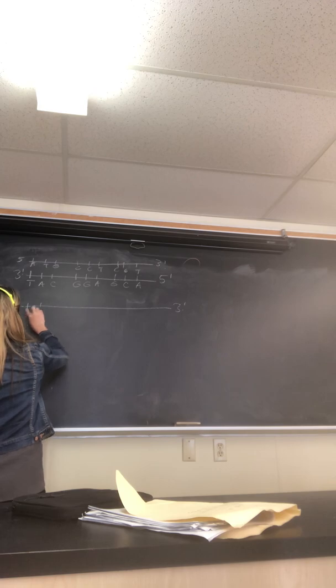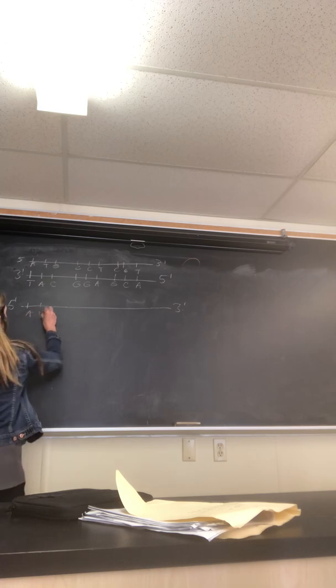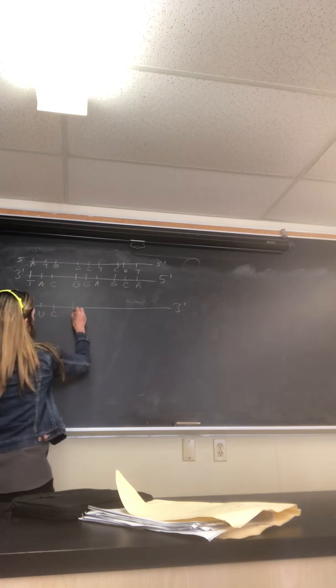Sorry, I messed up. Okay, we're going with this one. So this is the one you want to code. You're doing the complement to this one. You could use this one, but anytime you see a T, you replace it with a U. So then A, U, C, G, G, U.